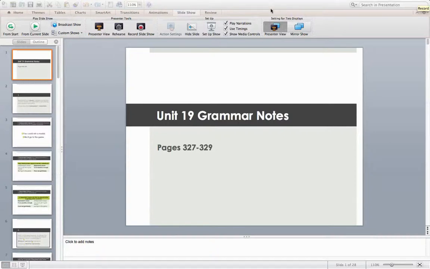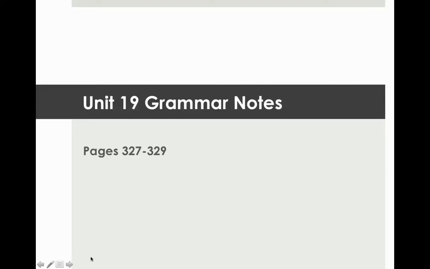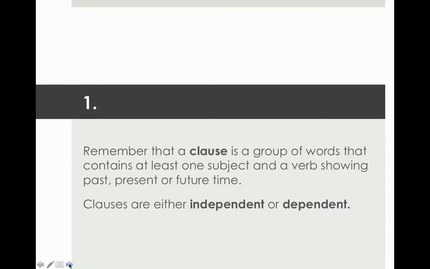Okay, we're looking now at the grammar notes on pages 327 to 329. Get on to just reviewing what a clause is. Remember that a clause is a group of words that contains at least one subject and a verb showing past, present, or future time. And clauses are either independent or dependent.